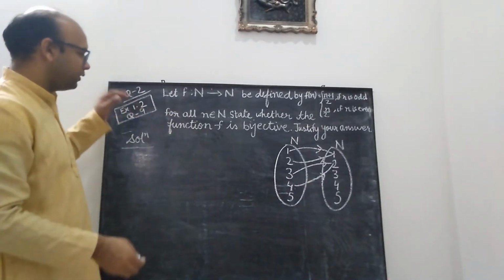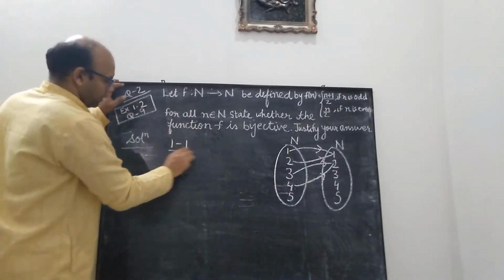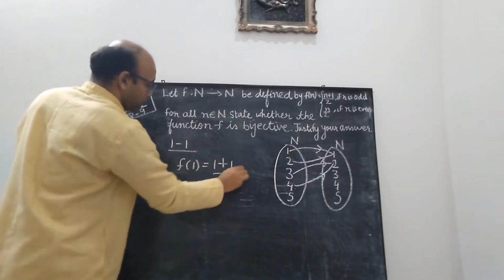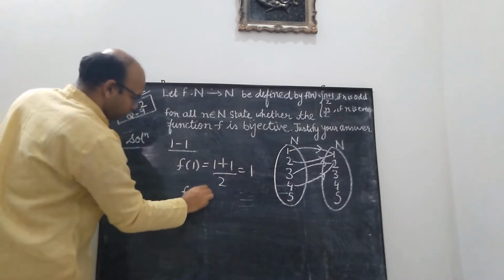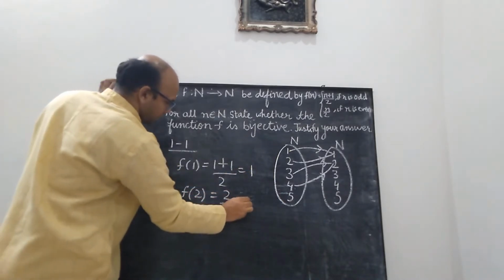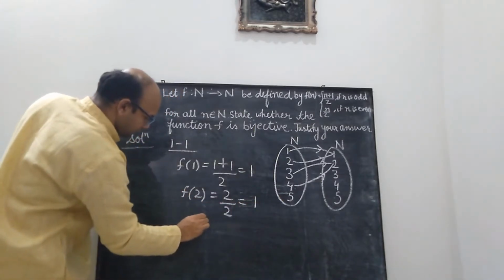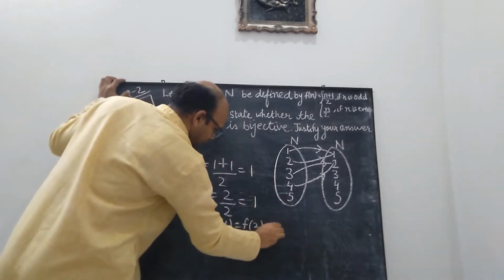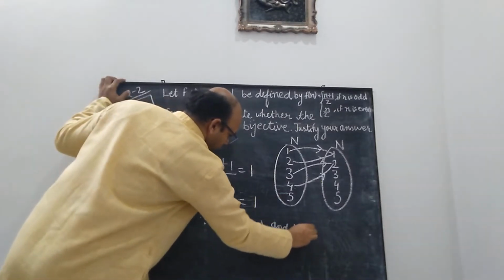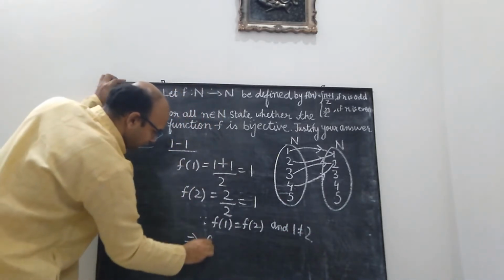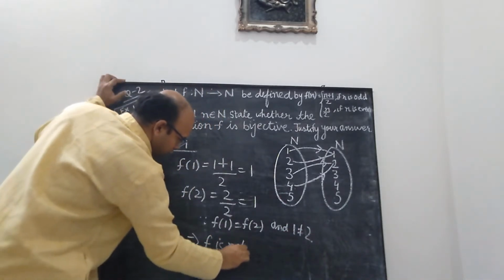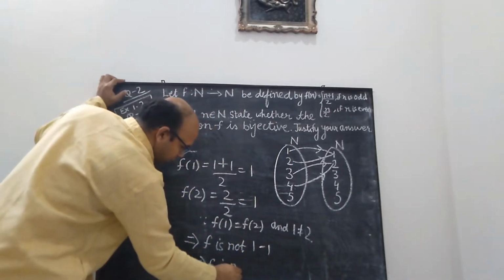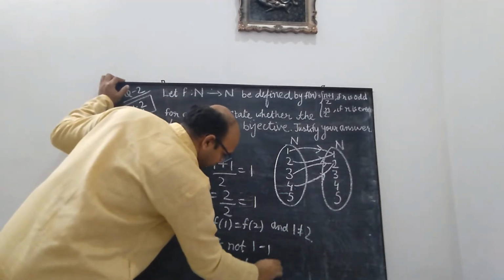Now how to write it? We just say for one-to-one, we find the image of 1, that is 1 plus 1 by 2, that is equal to 1. Image of 2 is 2 by 2, that is 1. Since f(1) is equal to f(2) and 1 is not equal to 2, this simply implies that f is not one-to-one, and this implies that f is not a bijective function.